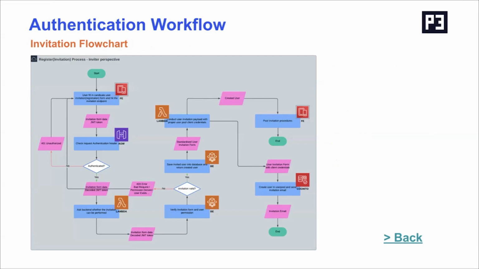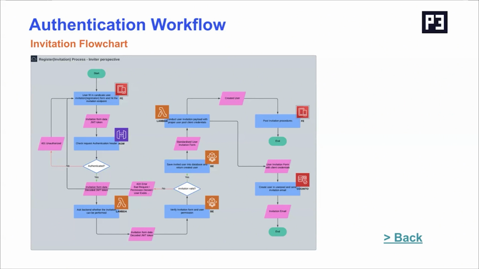From the inviter's perspective, after you log into our system, you have the access token, and then you use that access token to access our user invitation endpoint, which is written in a Lambda function. The Lambda function will then forward the user's request to our backend to see whether your form is valid and whether we can create that user.